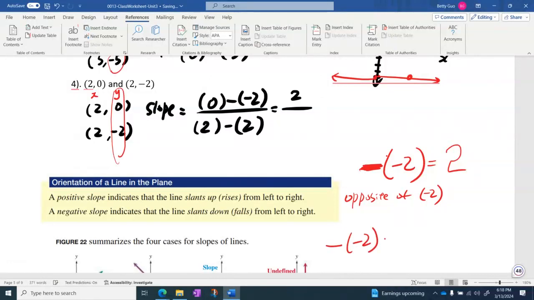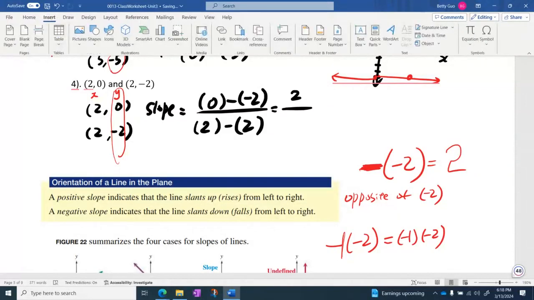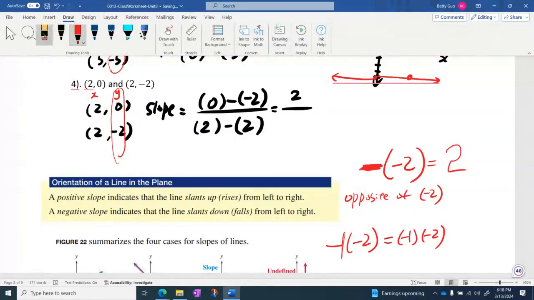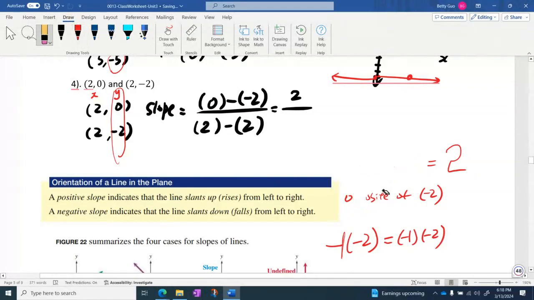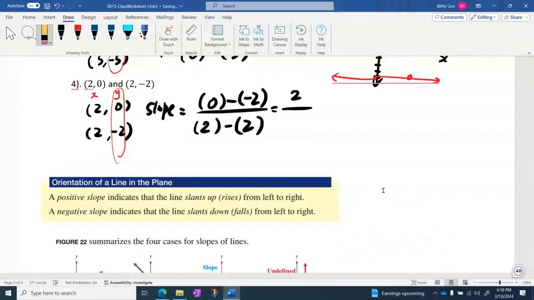Or another way you can see this is as -1 times -2. You don't see the 1 here, but actually it's -1. -1 times -2, you get a positive 2, because negative times negative is a positive. Either way, the numerator is a positive 2. What about the denominator? 2 minus 2. We all know 2 minus itself is 0.